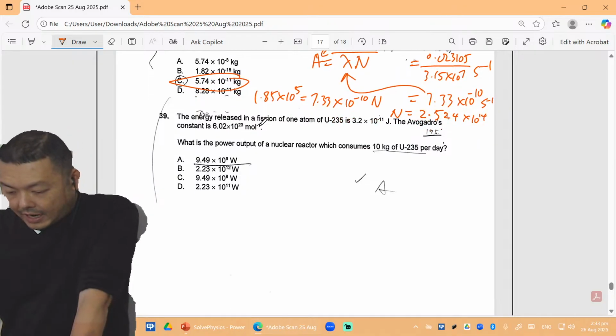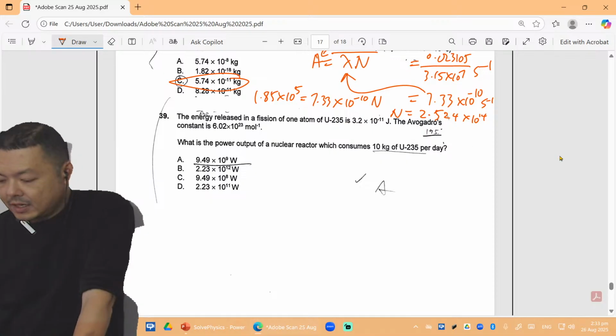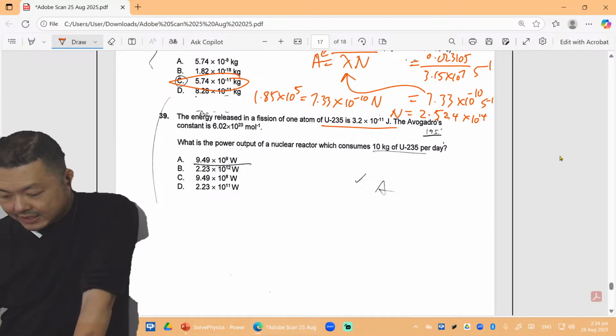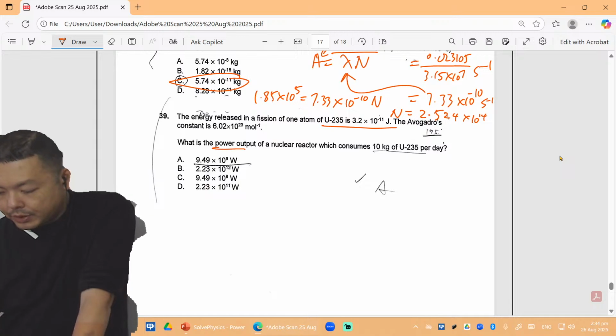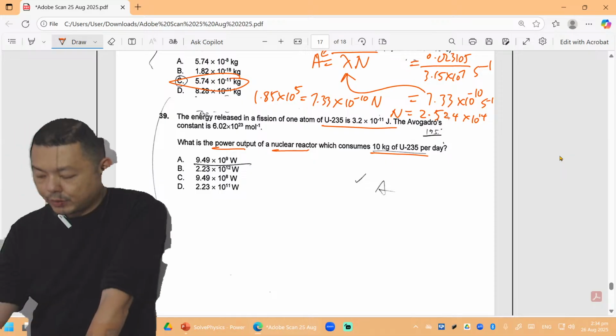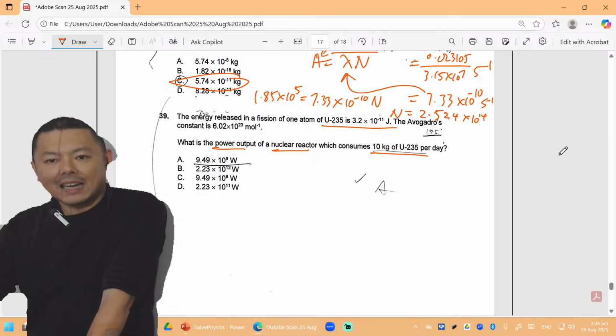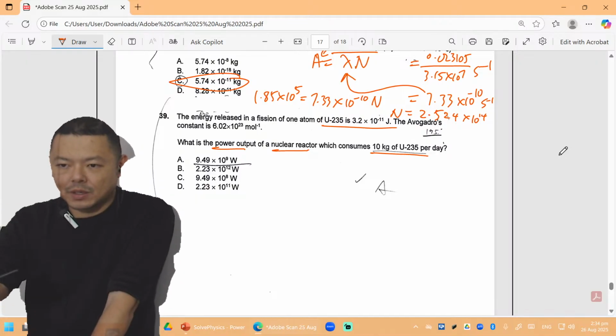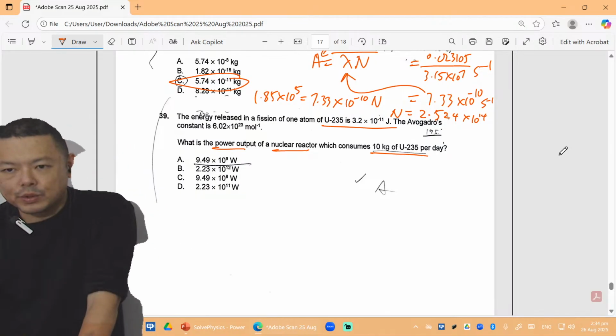39. Energy released in one fission of uranium-235 is 3.2 times 10 to the power minus 11 joules. Avogadro's constant is given. What's the power output of a nuclear reactor which consumes 10 kg of uranium-235 per day? If you knew how to find the mass of one particle, which is what I emphasized, you would be able to do most of these.